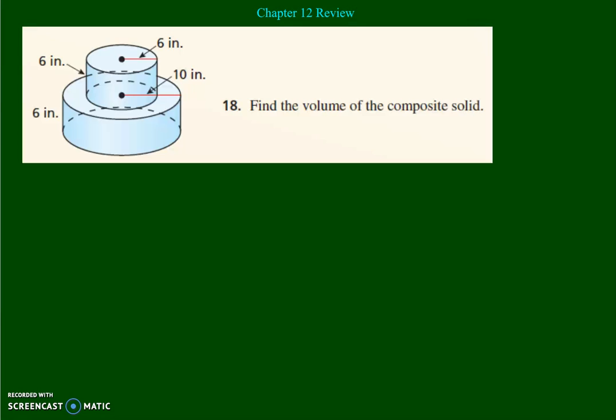This is a continuation of the Chapter 12 review, starting with problem 18. In problem 18, it's a basic volume of a composite solid problem, and I say basic because that's all it is: two stacked cylinders. So all we have to do is find the volume of the base and the volume of the top. That should be fairly straightforward.